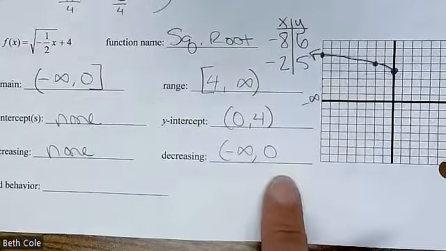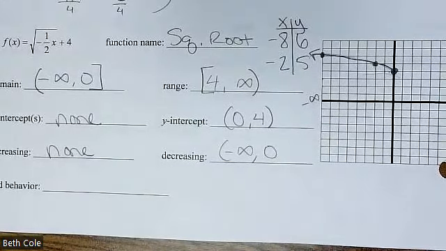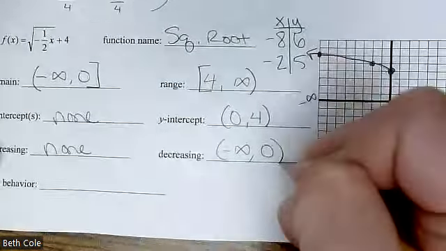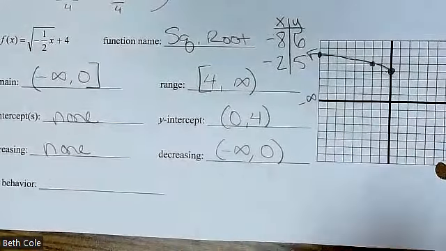Now, for that one, I always say use parentheses for increasing and decreasing. If you put a bracket, I wouldn't care. On this one, it doesn't matter. Put whatever you feel. I'm going to put a parenthesis, but I wouldn't mark it wrong either way.